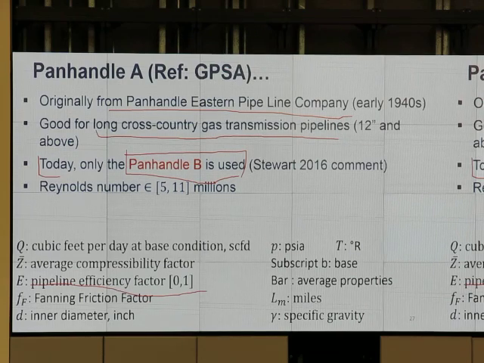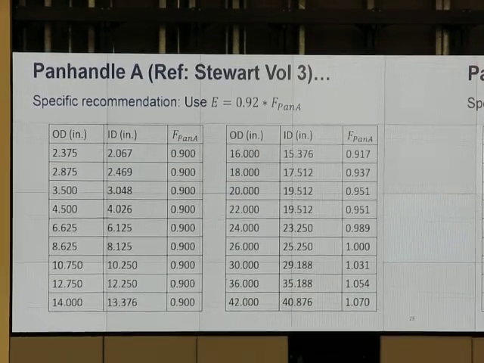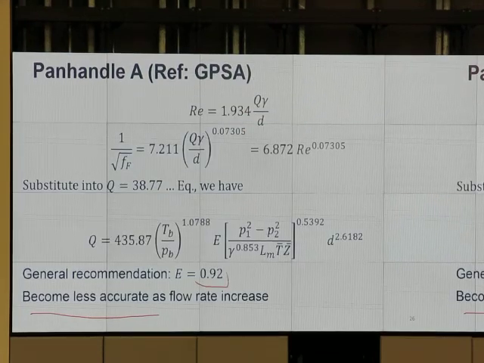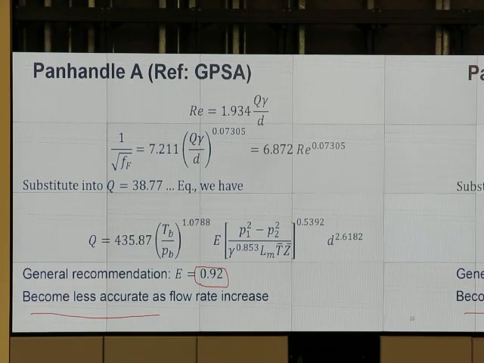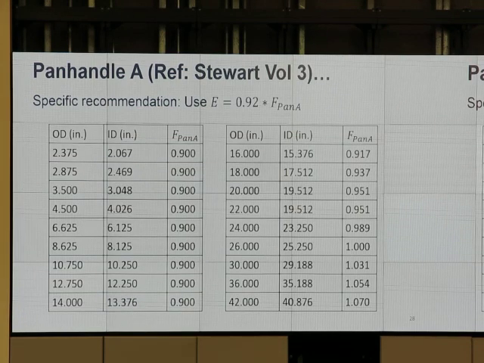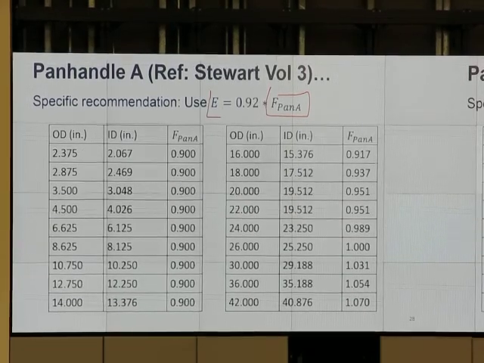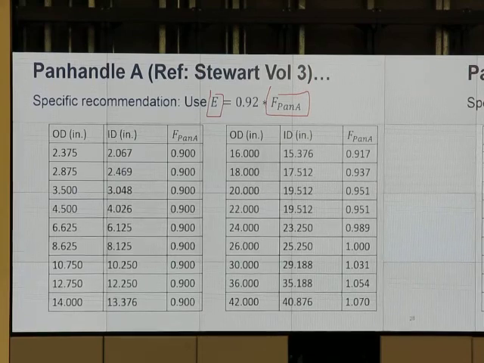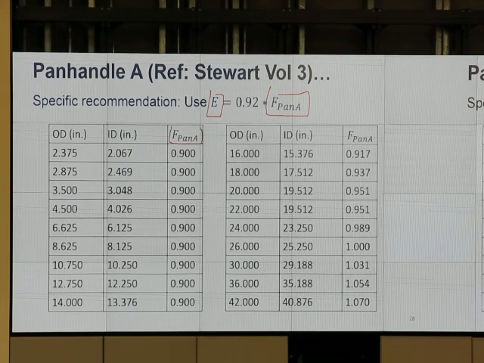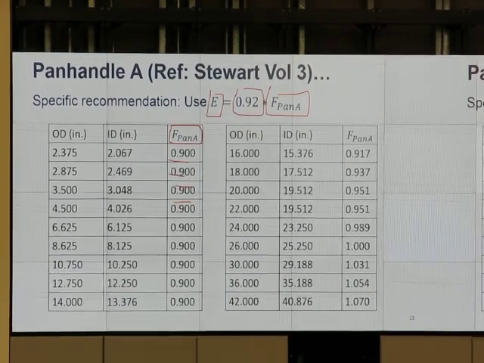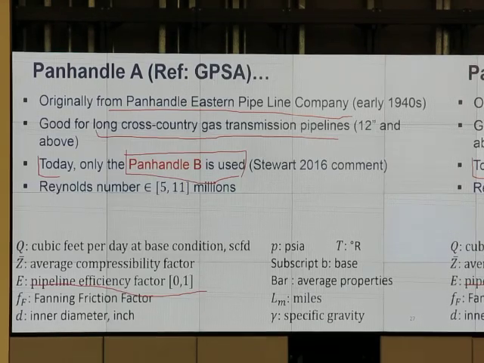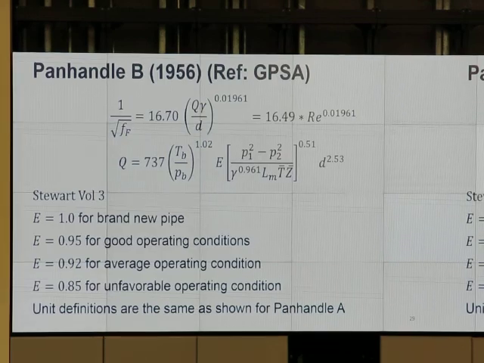Pipe efficiency factor is between 0 and 1, and the recommendation is 0.92, pipeline efficiency factor. You may use something else, depending on OD and ID. So F from Panhandle A multiplied by 0.92, then we have the capital E. Here is the OD and ID of the pipe, and this column shows F from Panhandle A. That's a value 0.9, 0.9, 0.9, 0.9. Basically you use 0.9 multiplied by 0.92, which becomes capital E to use for the Panhandle B equation. And the Panhandle B equation looks like this.